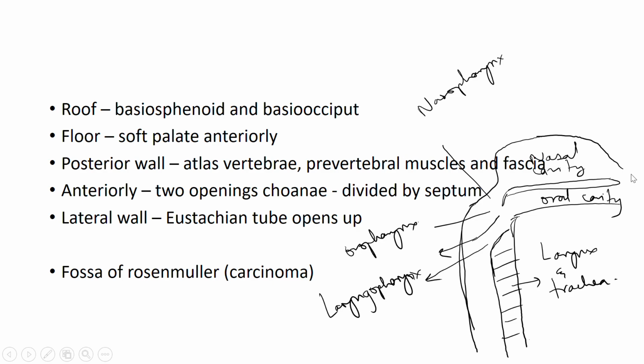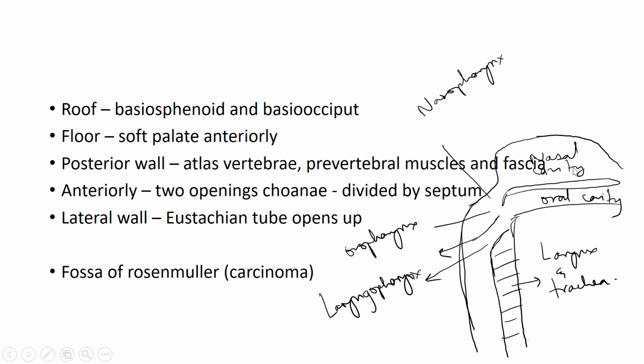And anteriorly, imagine this is the front of the face, you have two nostrils, and the same thing continues upwards and posteriorly, and here the nasopharynx communicates with the nose or the nostrils with the two openings again, which is called the choana. And like we have the septum in the front of the face, the same thing divides this opening into two. So this is your anterior wall.